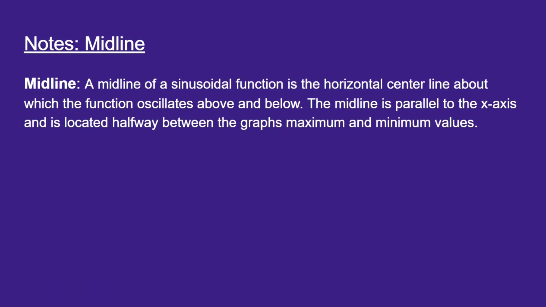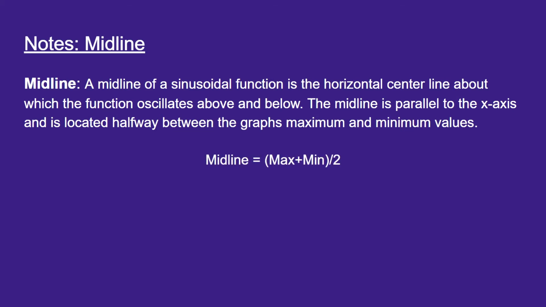Next up, let's take a look at our notes on midline. So midline, we said, was the horizontal center line about which the function oscillates above and below. Basically, guys, it's in the name. It's the line in the middle, right? Midline should always be horizontal, therefore it's parallel to the x-axis, and it's located right in between the maximum and minimum because it's the midline, right?